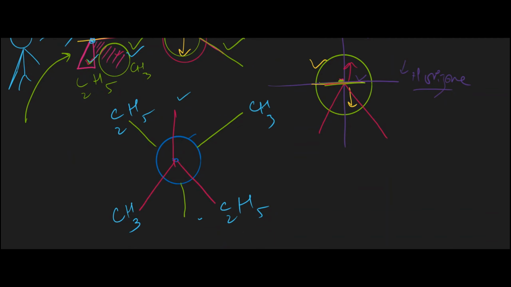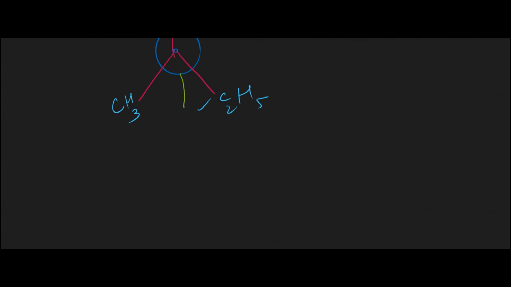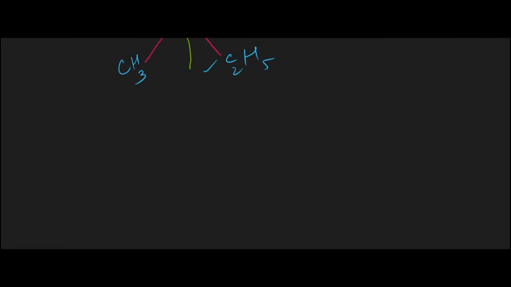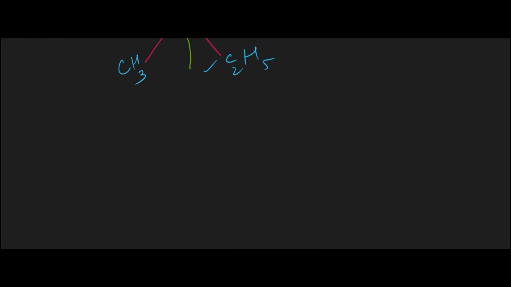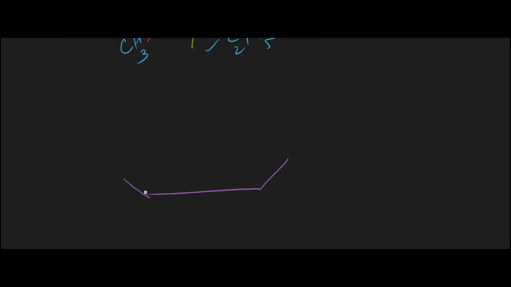So let's say we are given another Sawhorse projection, and you have to draw it in your notebook before I draw it for you. So let's say we are given this one, and this wedge, this is methyl, and the dashes have hydrogen attached on the carbon atoms. Let's draw it. So pause the video and draw it by yourself.